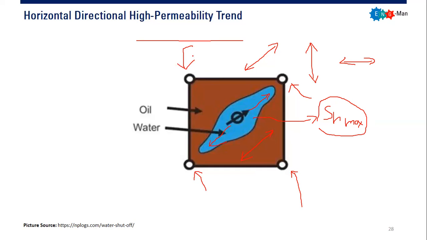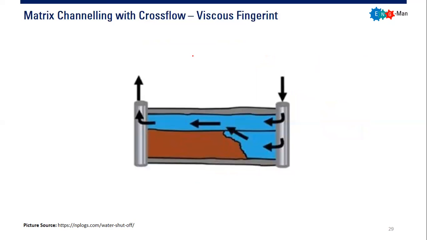Okay, so that's the second problem, horizontal directional high permeability trend. And the third thing is actually matrix channeling with crossflow plus viscous fingering. Okay, so matrix channeling means water will be channeled from the injector to the producer because of matrix permeability.